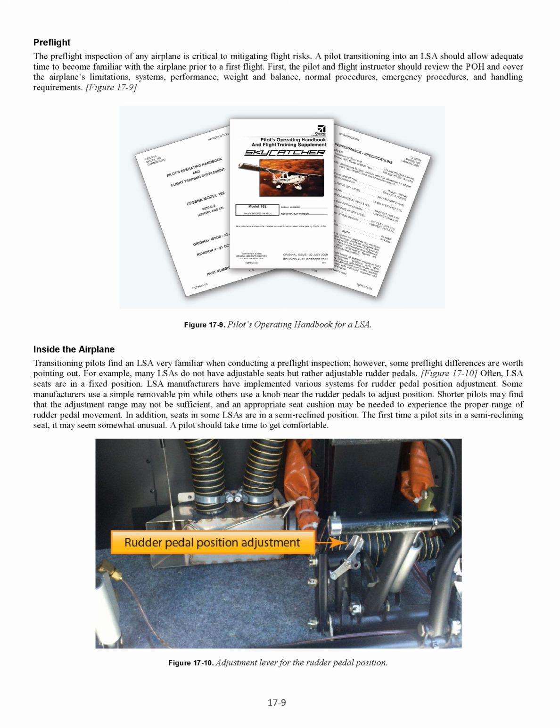For example, many LSAs do not have adjustable seats but rather adjustable rudder pedals. Often, LSA seats are in a fixed position. LSA manufacturers have implemented various systems for rudder pedal position adjustment. Some manufacturers use a simple removable pin while others use a knob near the rudder pedals to adjust position. Shorter pilots may find that the adjustment range may not be sufficient, and an appropriate seat cushion may be needed to experience the proper range of rudder pedal movement. In addition, seats in some LSAs are in a semi-reclined position. The first time a pilot sits in a semi-reclining seat, it may seem somewhat unusual. A pilot should take time to get comfortable.